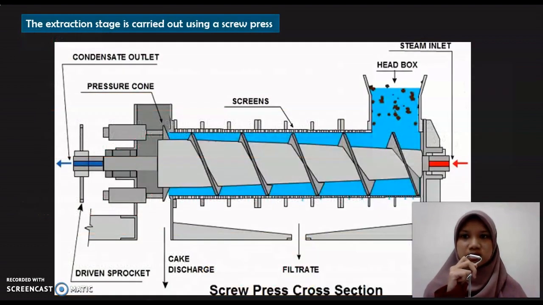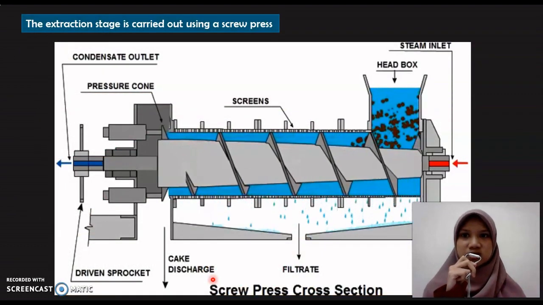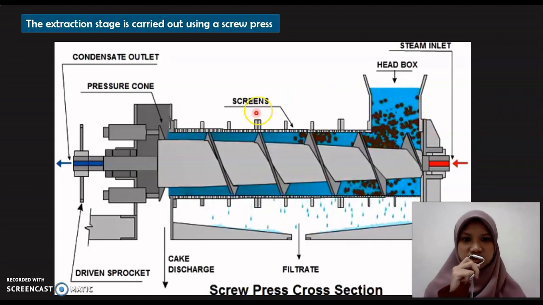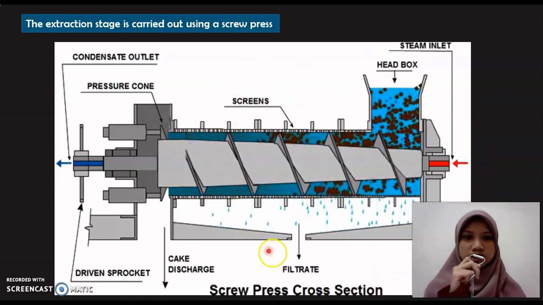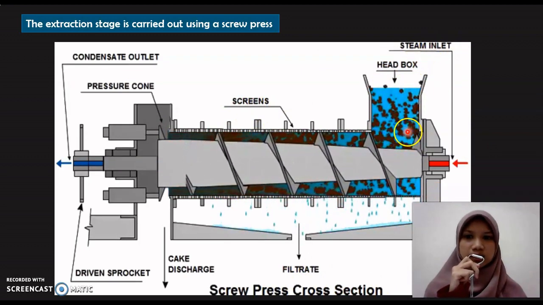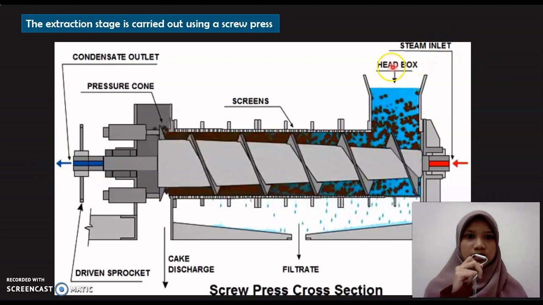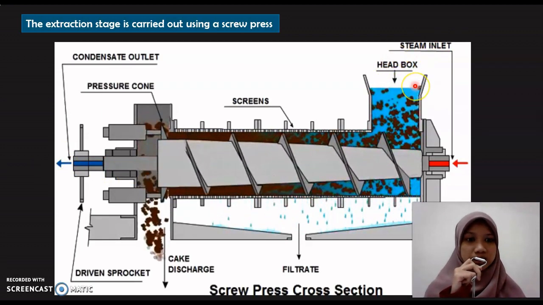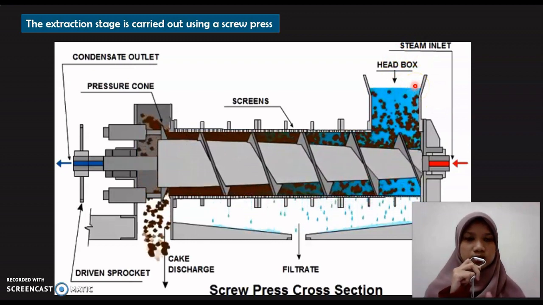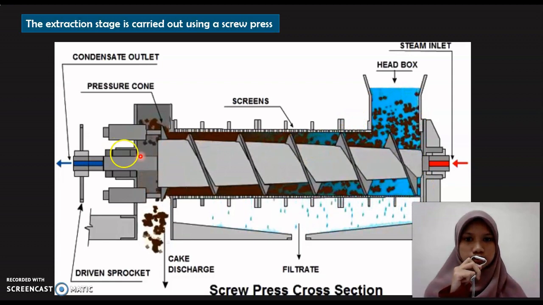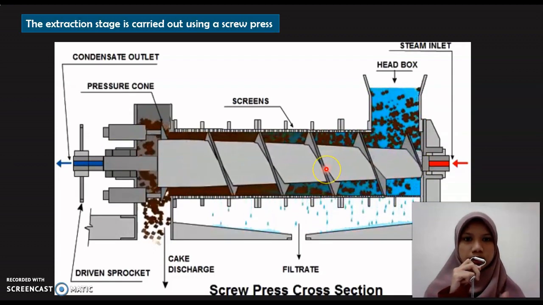So this is the video of the extraction stage using a screw press. This is the structure of the screw press cross section. Okay, we have the inlet and outlet here. First, we will insert the oilseed that we cut into small pieces, into small size, and then it will flow through the screw here, and the screw will keep rolling like that.